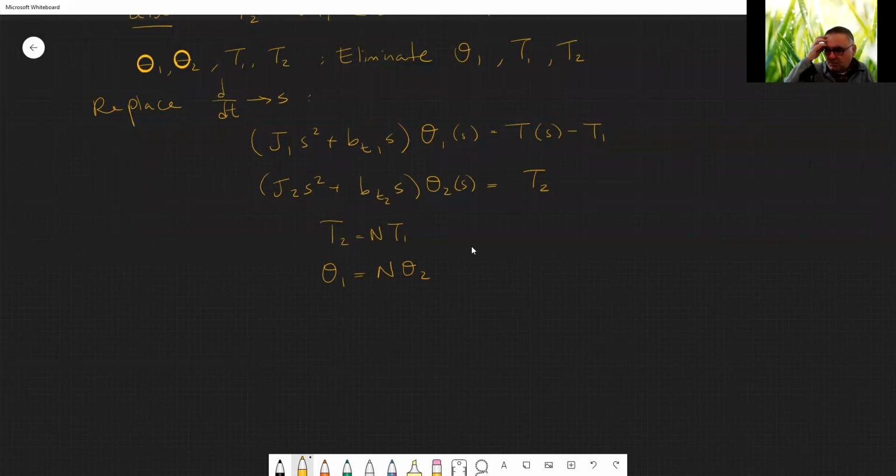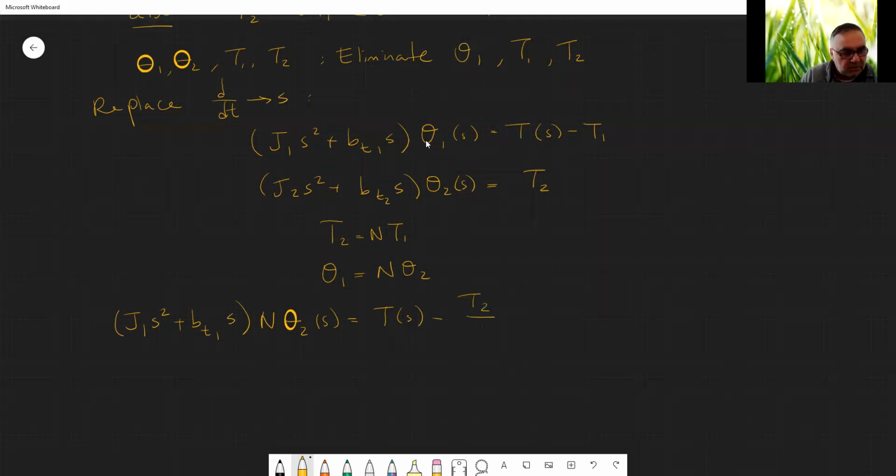We want to eliminate theta 1. So instead of theta 1, whatever we see, we put N theta 2. For example, in this theta 1 equation, the first equation will look like J1 s squared plus BT1 s times theta 1, sorry, theta 1 is N theta 2 of s, equals, we want to eliminate T1 also, T of s minus T1. T1 is T2 over N, and we will eliminate T2 as well.